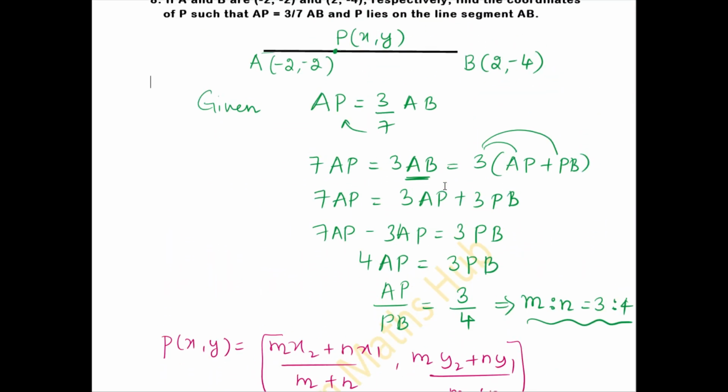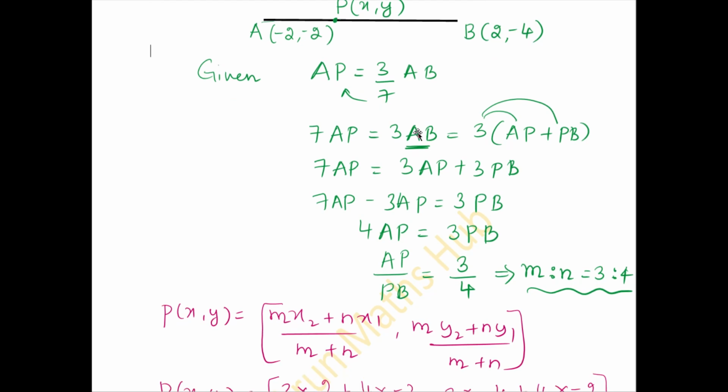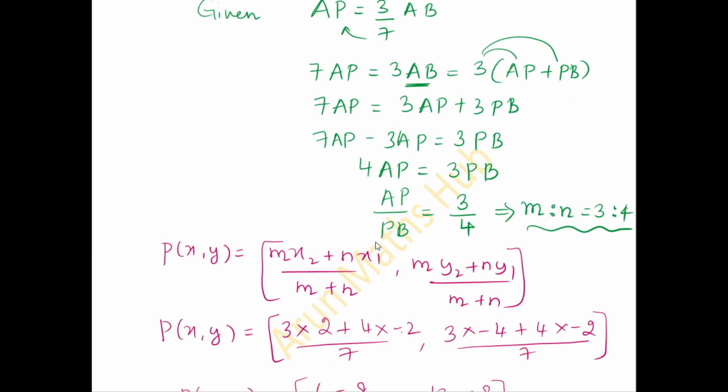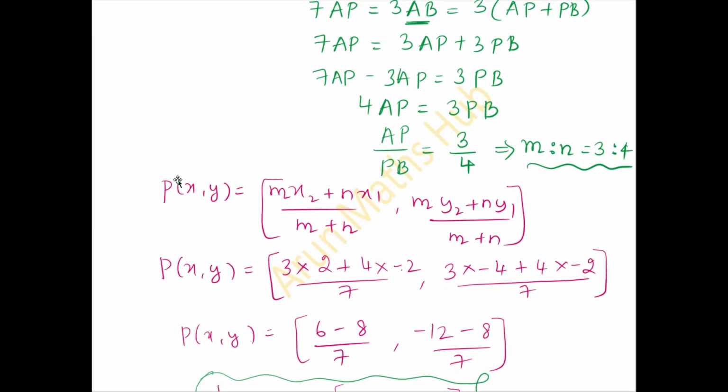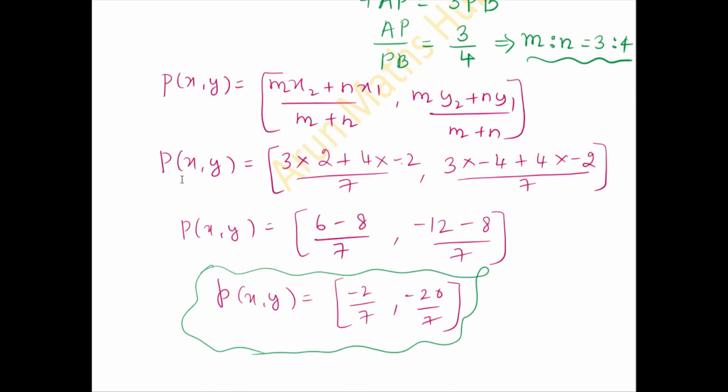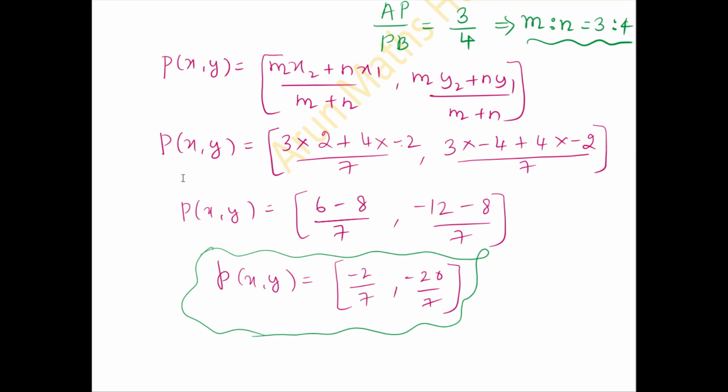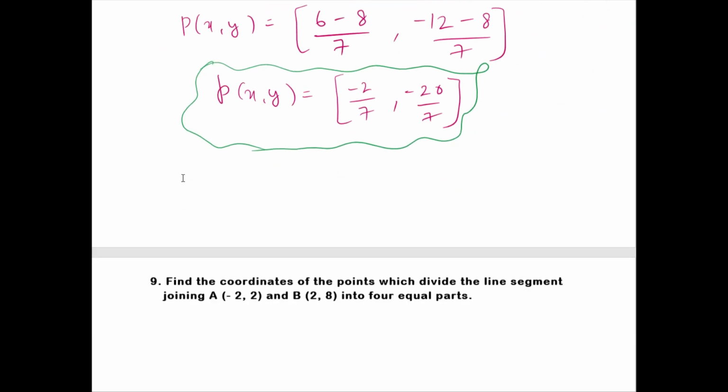Students, by using the condition AP equals 3 by 7 times AB, find out the ratio, that is AP by PB, which is nothing but m/n, equal to 3 by 4. Find out the point P of x comma y using the section formula. We got the point P of x comma y equals minus 2 by 7 and minus 20 divided by 7.